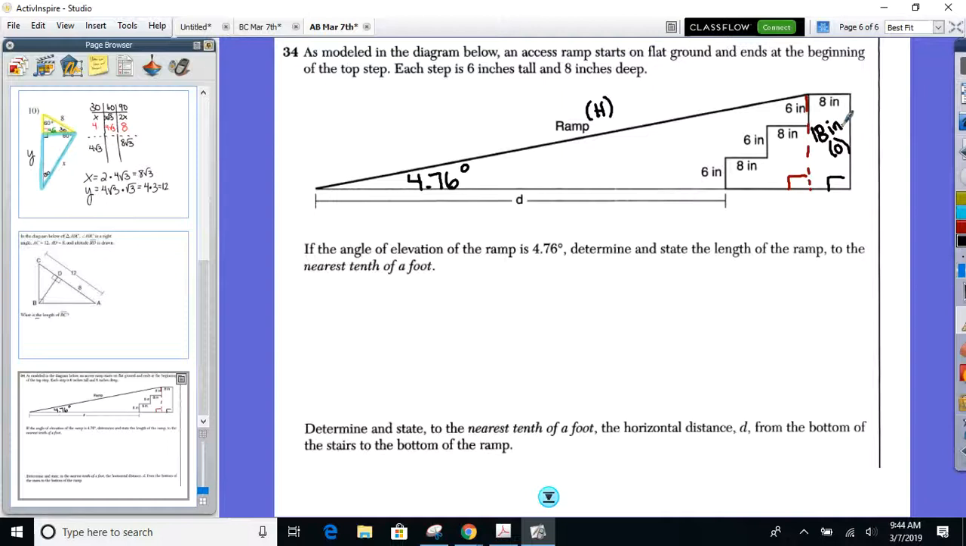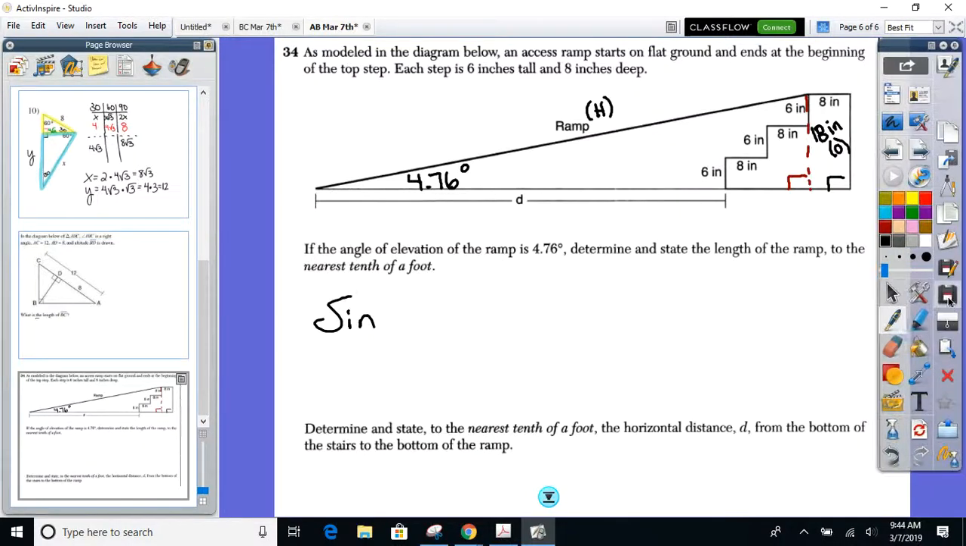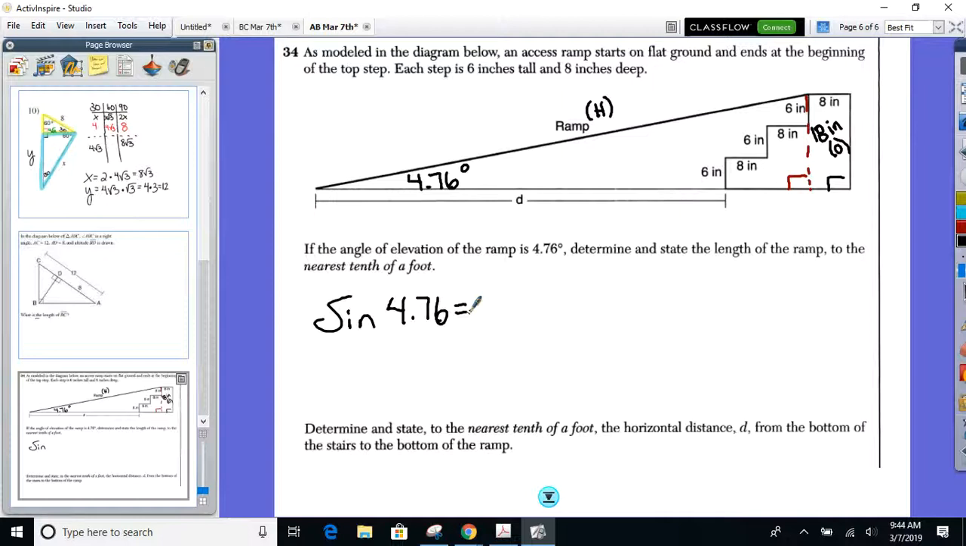So tomorrow, if you have the opposite and the hypotenuse side, I could do sine, but you could do law of sines too, right? 4.76, you got 90, and you got the hypotenuse. So you could use law of sines, but we'll use sine. Sine of 4.76 equals opposite 18 over hypotenuse, whatever variable you're going to call that. There you go. Everyone all right with that setup?